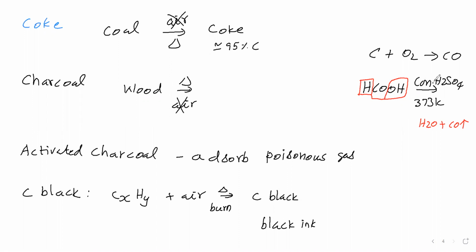So conc. sulfuric acid is acting as a dehydrating agent. It has high affinity with water. Therefore, it is taking the water molecule from this acid. So what is the rest from this acid? Carbon monoxide is the rest. So formic acid loses water molecules and becomes carbon monoxide gas.